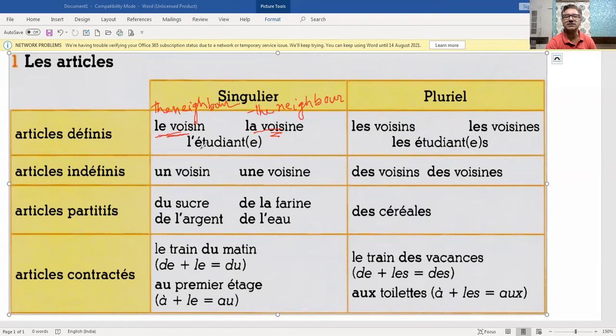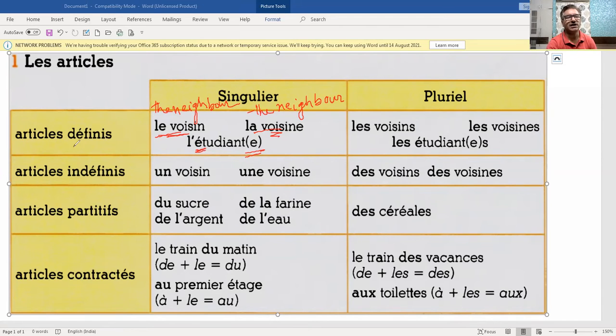If this article is followed with a noun beginning with vowel sound, then it loses its E or its A, and we put an apostrophe. For example, l'étudiant, student; l'étudiante, female student. Okay.